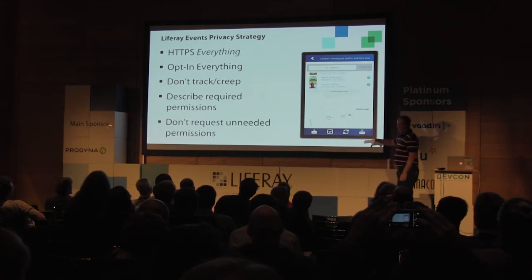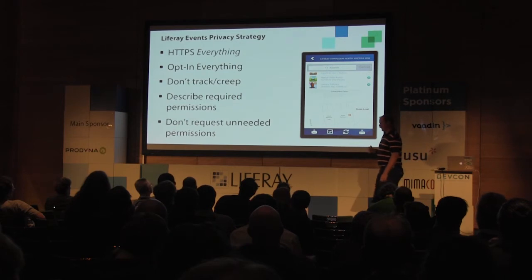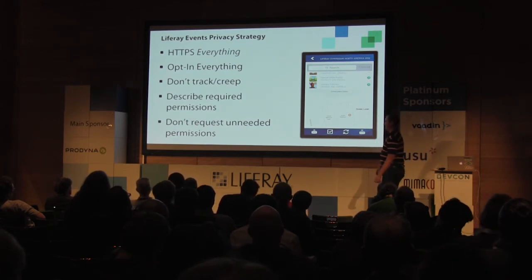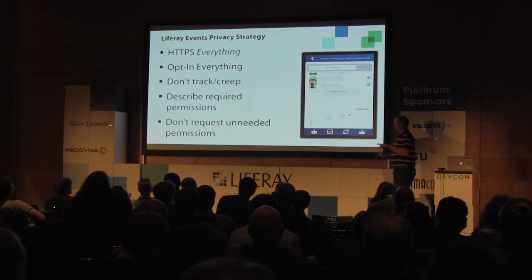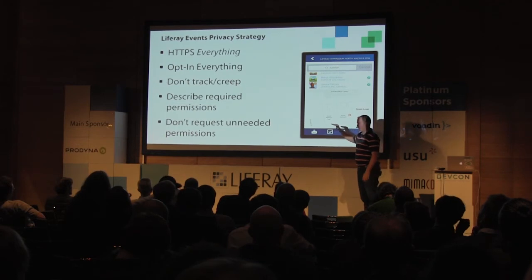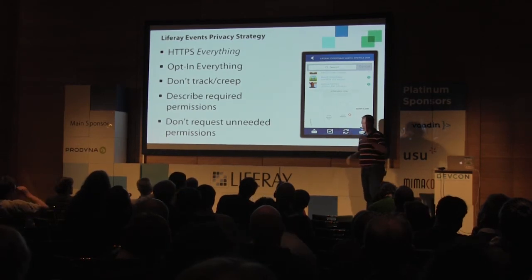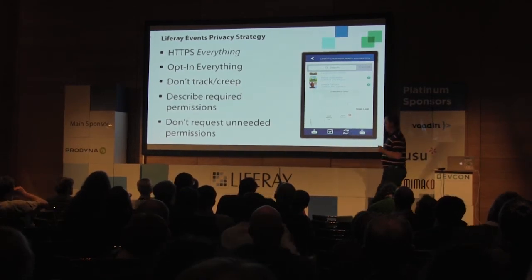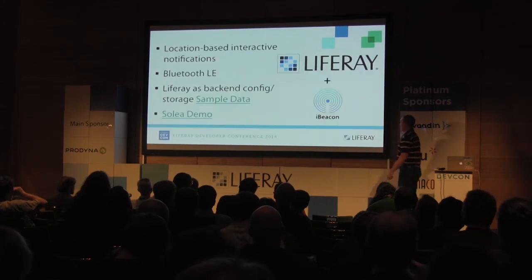Make sure that you opt in for everything, so that you ask the user before you store their data, or you let them know what you're storing or what you're going to do. Don't track people, don't track individual identification. Describe the permissions. So if you're on Google Play and download the app, you'll see a huge list of permissions we require. We tell you up front what we're going to do before we do it.